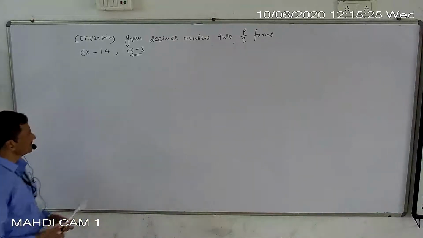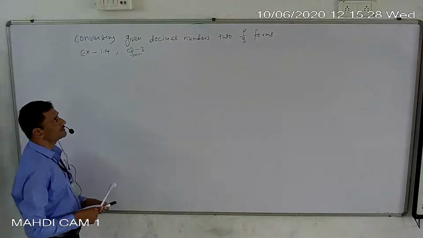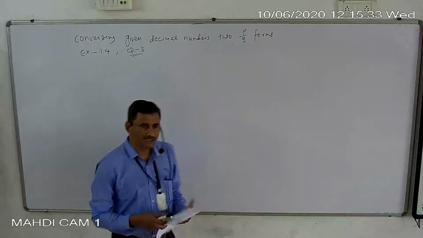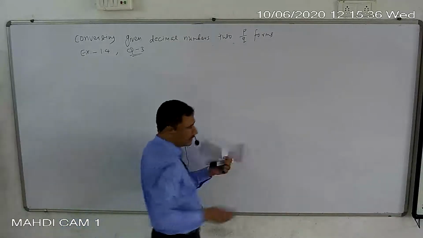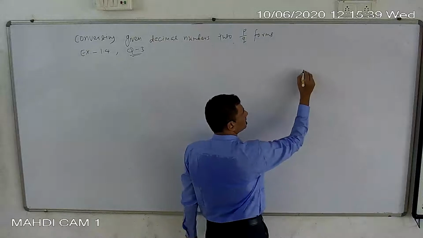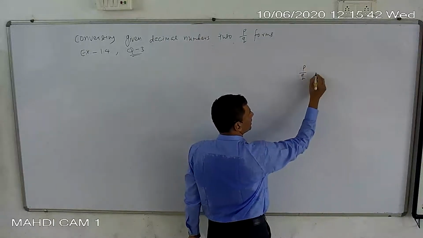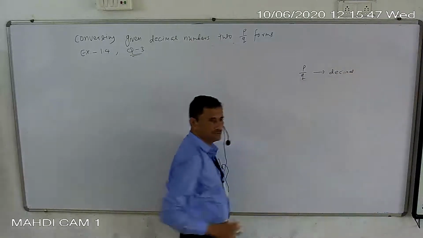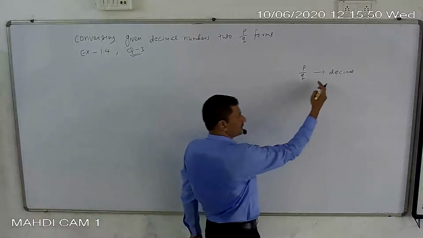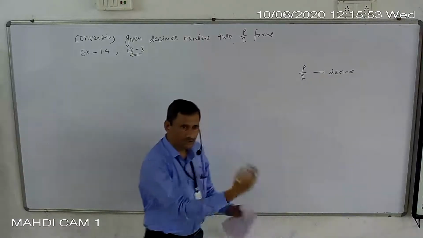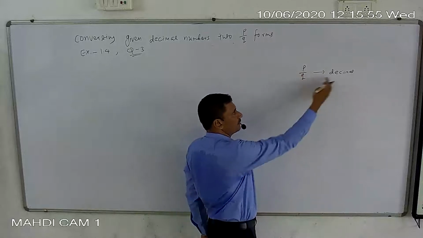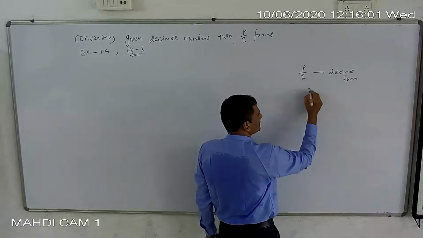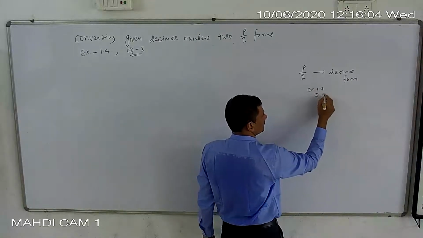Our today's topic is converting given decimal numbers into p by q forms, means fraction forms. In last lecture, in number 3, we studied how to convert any p by q forms into decimals. If it is terminating, then without actual division, we already converted the terminating fraction form into decimal form. That was exercise 1.4 question number 1 and 2.